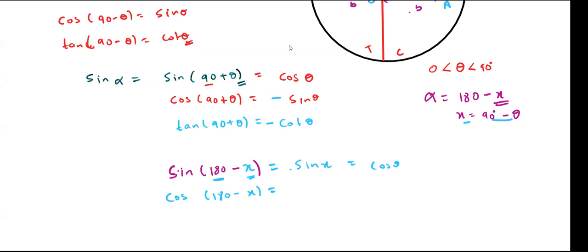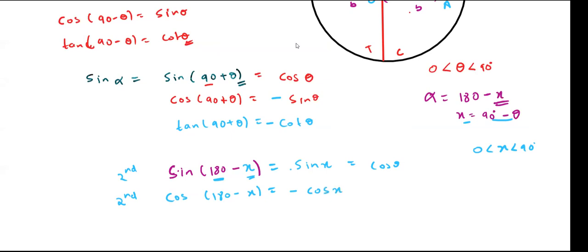Now, obviously, this is which quadrant? 180 minus x, where x is also between 0 and 90 degree. So this is which quadrant? Second quadrant, yes or no? This is also second quadrant. Every angle I'm considering in the second quadrant here. So in the second quadrant, what's the value of cos? Cos is positive or negative? Correct. Negative. So it is negative of cos x.